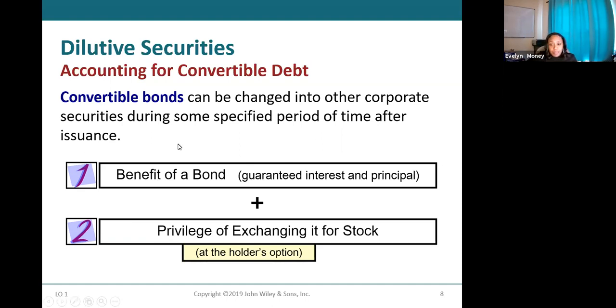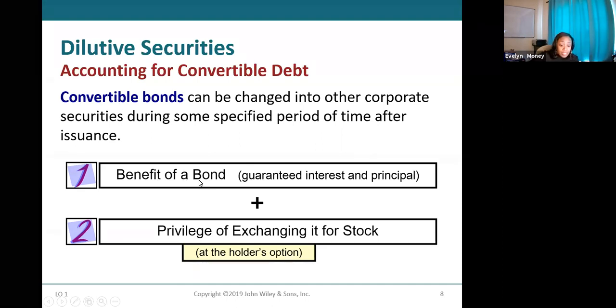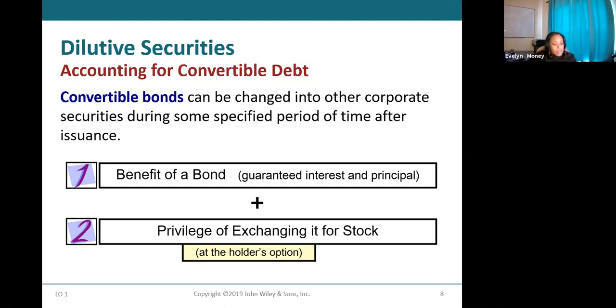So for convertible debt, there are actually two things going on with that particular instrument. You get the benefit of a bond, because with that bond there is interest and principal, but there's also the privilege of exchanging that debt for stock. That's at the holder's option, the bondholder's option. So the bondholder can decide, oh, I don't want to be a creditor for this company anymore. I want to be paid dividends. I want to be an owner. So when they decide to, they can forego any additional payments of interest and principal, and they can become a stockholder.